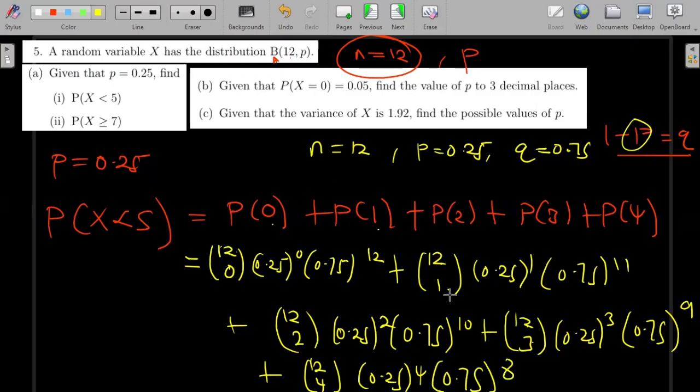So you add all this. For the sake of time, I'm just going to punch this into the calculator. Just look for the combination symbol on your calculator. You do 12 choose 0 multiplied by 0.25 to the power 0 multiplied by 0.75 to the power 12, and then you say plus and repeat the same process. Let me do that and see what I'm going to get here.